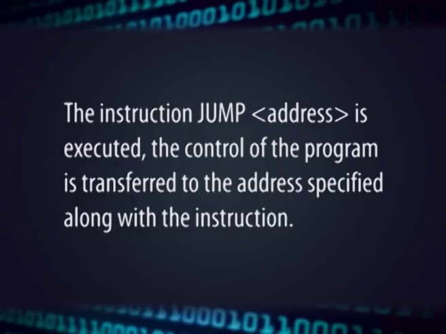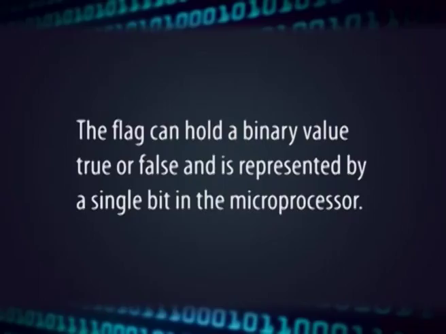When the jump instruction is executed, the control of the program is transferred to the address specified along with the instruction. However, the transfer of control in a conditional branch instruction is based on the condition specified. The condition is determined by the status of the flags. A flag can hold a binary value, true or false, and is represented by a single bit in the microprocessor.